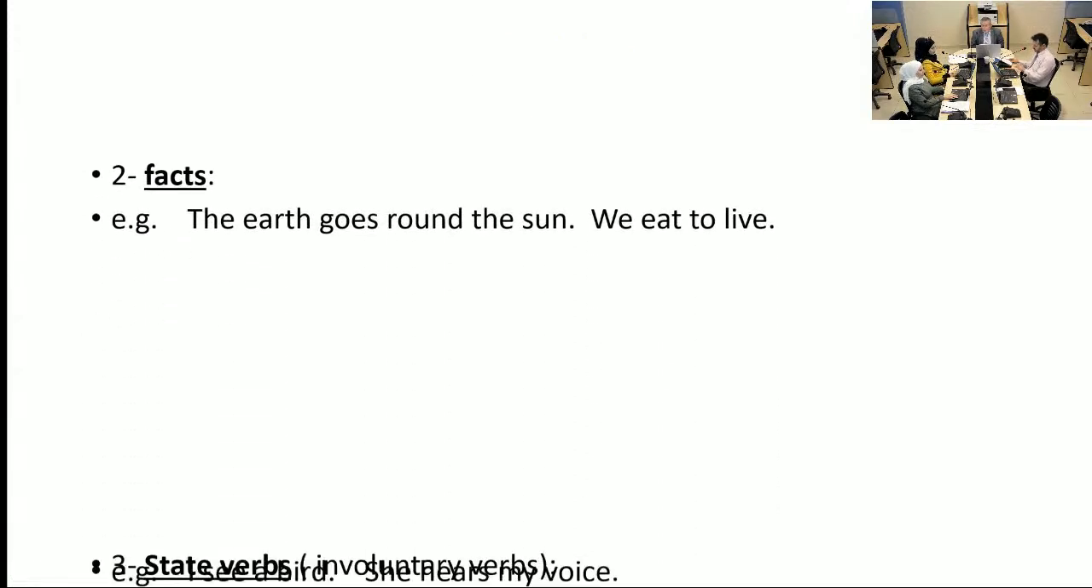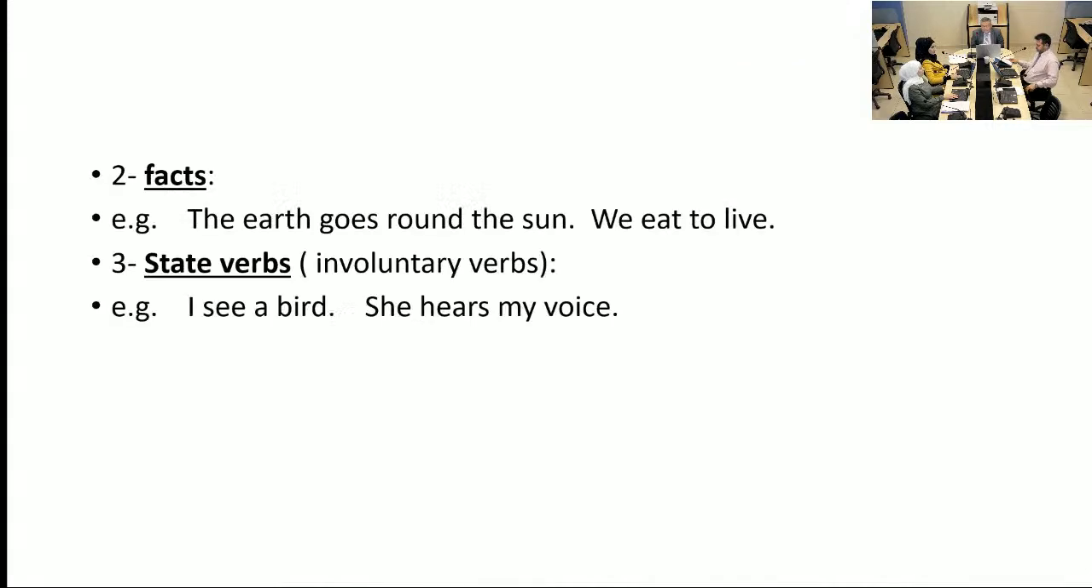Facts. Another use is when we talk about facts, like the earth goes round the sun, we eat to live, she is an author, so she writes books. Here is a fact.